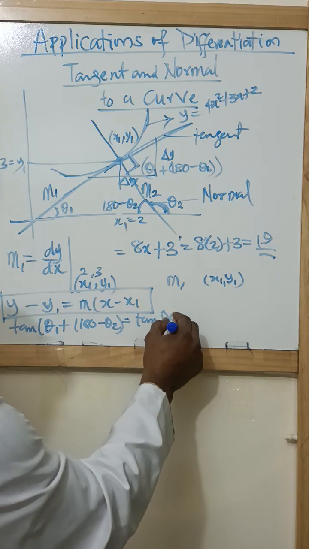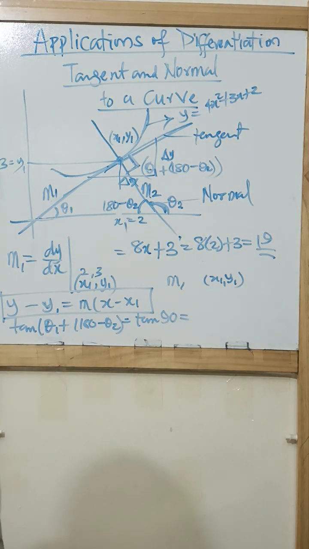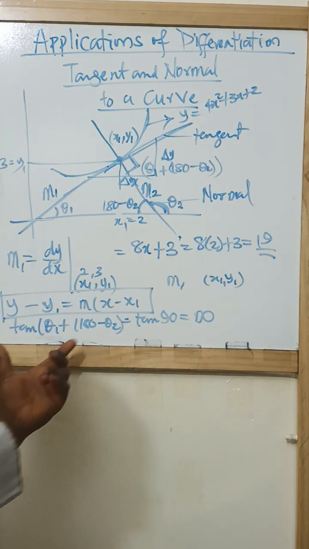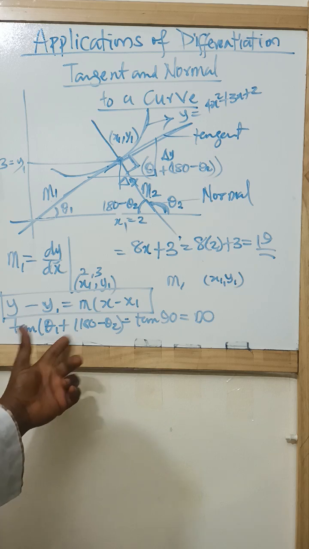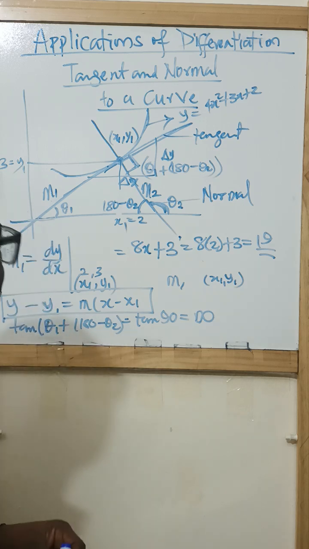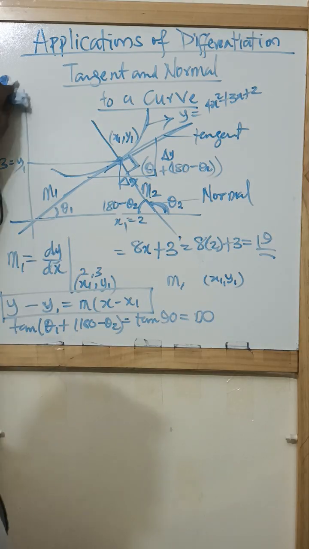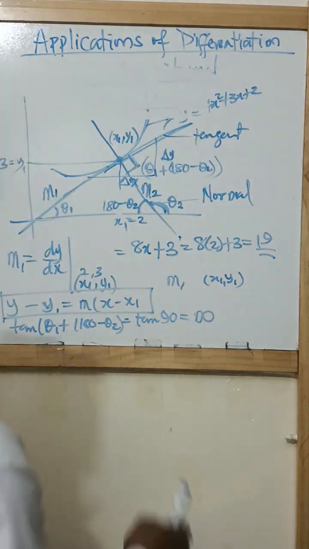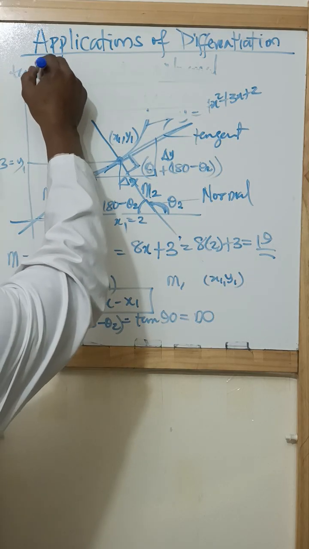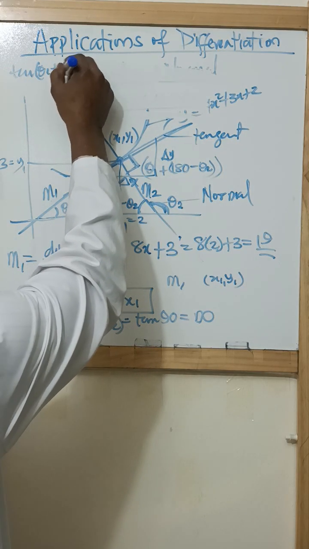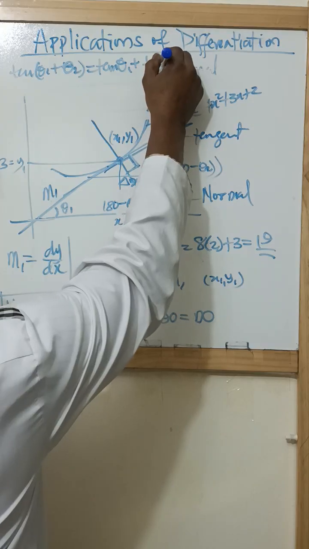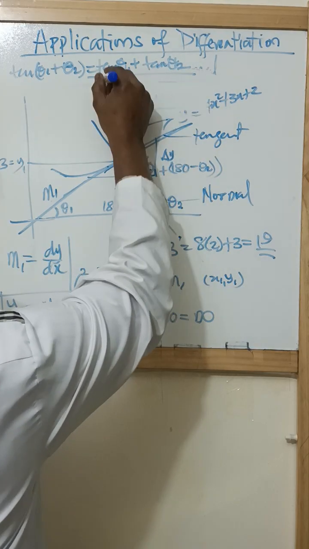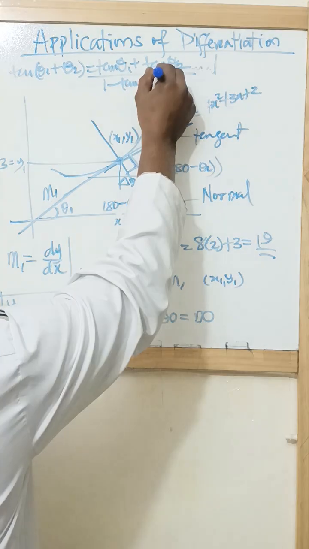tan 90. And what is tan 90? Tan 90 is infinity, right? So this expression is going to be infinity. And what will make this expression equal to infinity? If we apply the tangent identity formula, tan of theta 1 plus theta 2 is going to be tan theta 1 plus tan theta 2, over 1 minus tan theta 1 tan theta 2.